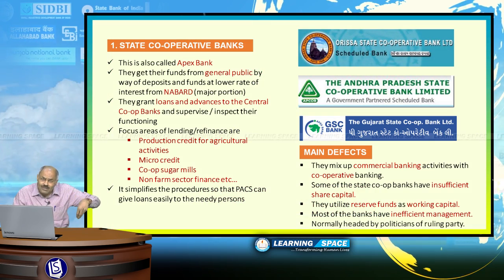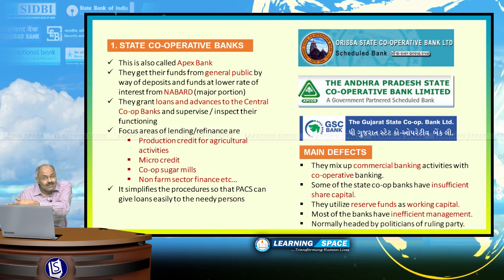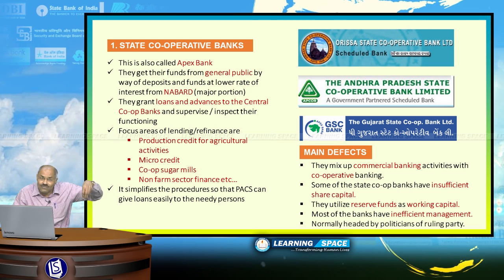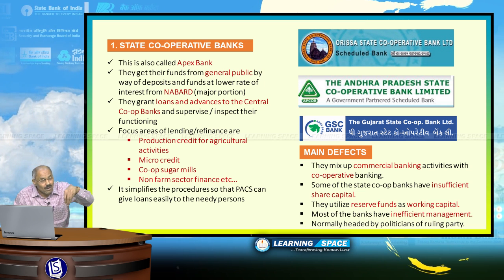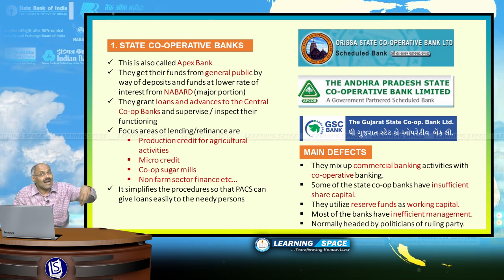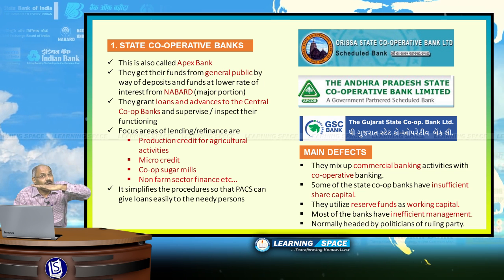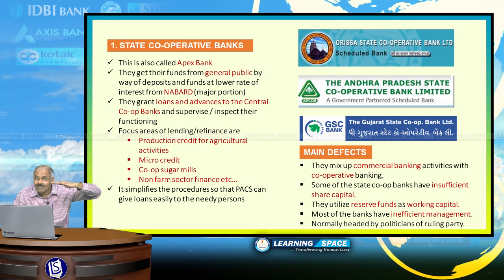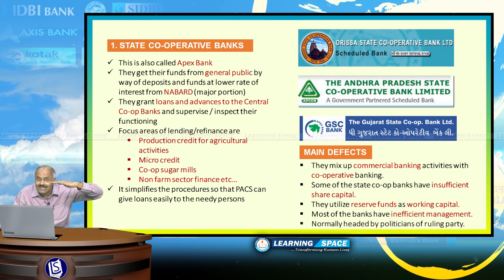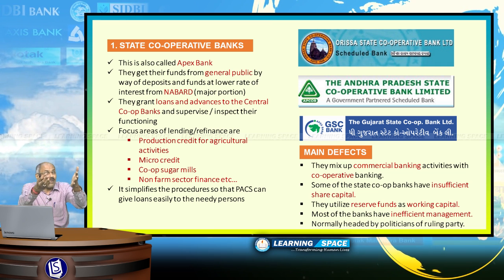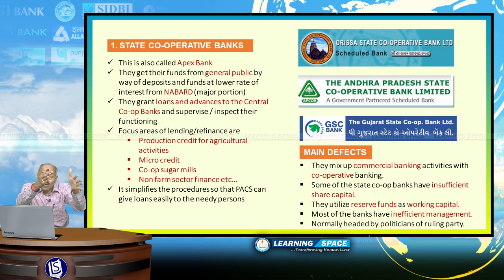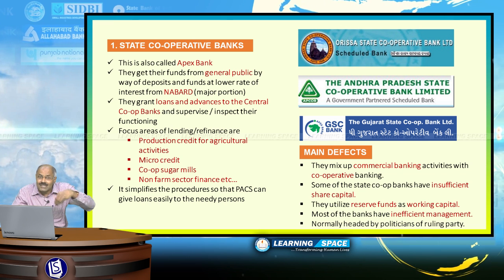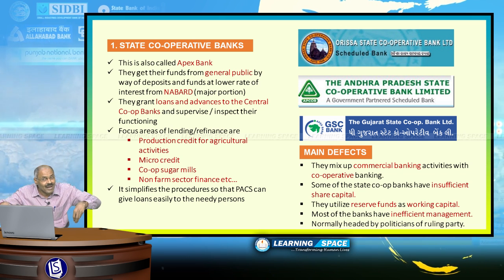So state cooperative banks will get their deposits from the public. Not only that, they will get refinance from NABARD. The second important point is they grant loans and advances to central cooperative banks and supervise their functioning. I have already told you the central cooperative bank will be at the middle level or at the district level. So the main purpose of this Apex Bank or state cooperative bank I have given here. But what are the main defects? It mixes up commercial banking as well as cooperative banking.